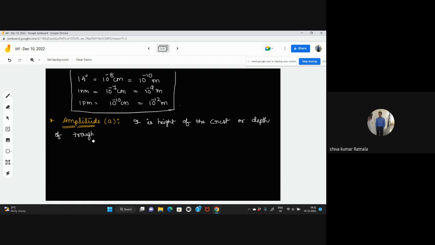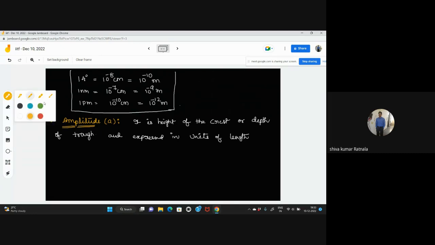So units, simply units are length units only, no? And simply we are going to express them in units of length. In the same way we are going to write. Next one.